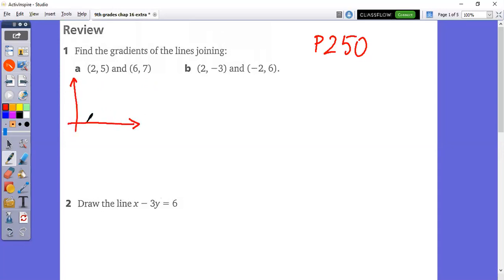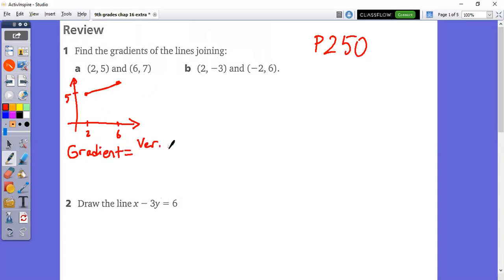(2, 5): x coordinate 2, y coordinate 5. So here it is somewhere. And x coordinate 6, y coordinate 7. So the second point is somewhere here. So we are going to find the gradient of this line. How do we find gradient?